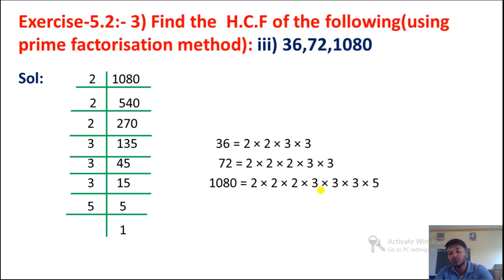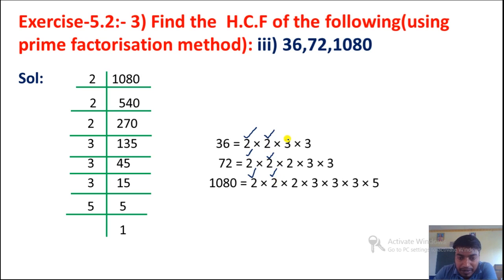Now we have to see the common prime numbers in all. So this 2 is common in all. Here you can see 2 is here, here also we have 2, here also we have 2. So this 2 is common in all. Now again here we have 2, here also 2 is present, here also 2 is present. So this 2 is also common in all.